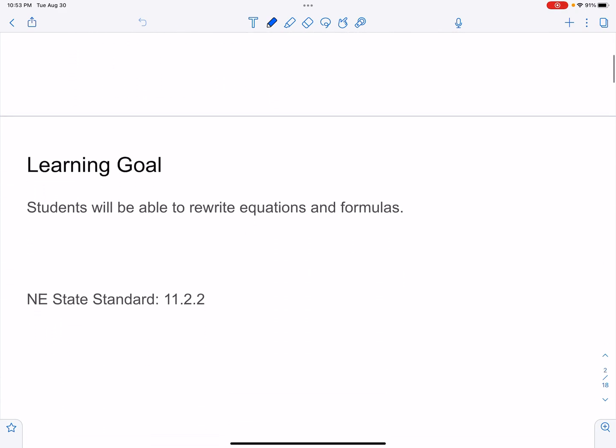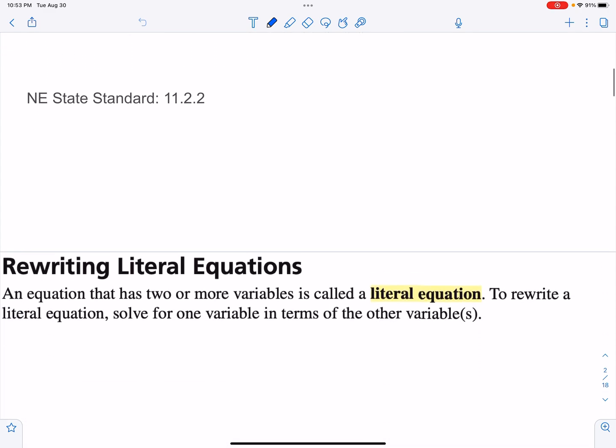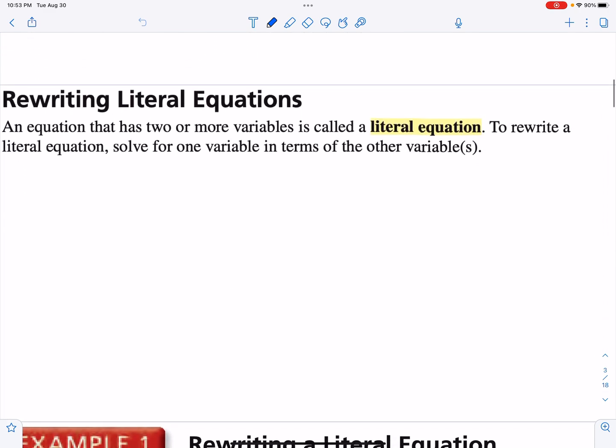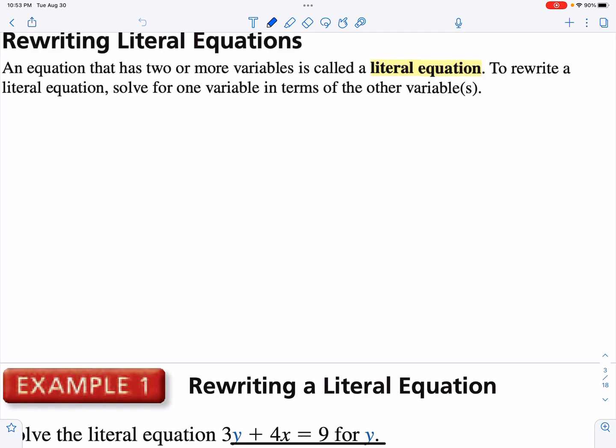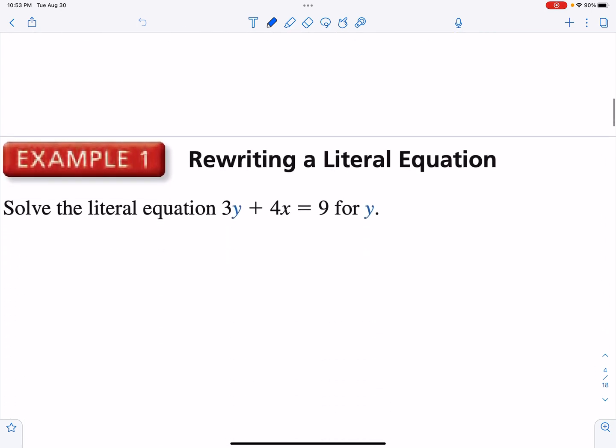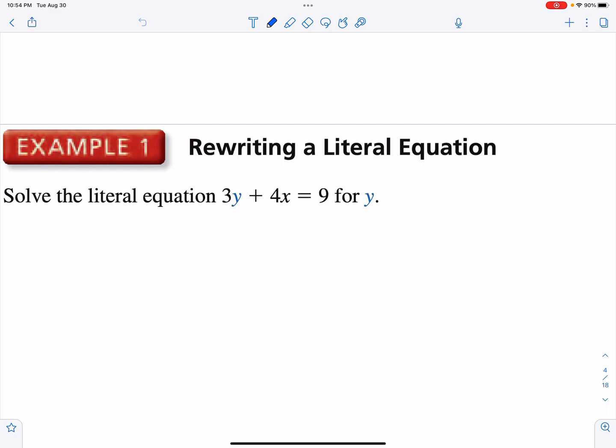So again, we're going to be rewriting equations and formulas, isolating different variables. An equation that has two or more variables is called a literal equation. You can rewrite and solve variables for other terms inside that literal equation. So for instance, what we're going to see a lot of this school year is the equation 3y plus 4x is equal to 9. And we're going to have to isolate y early and often in this class. So I can't stress it enough. This is going to be kind of what you see on the test, a couple of these, because as we go to graph lines, that's what it's going to look like.